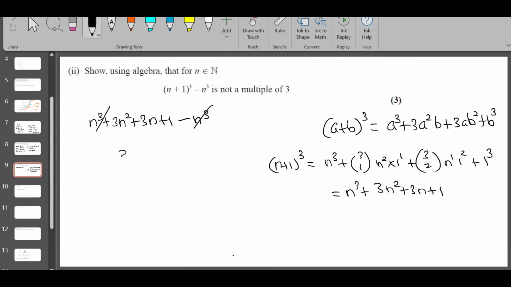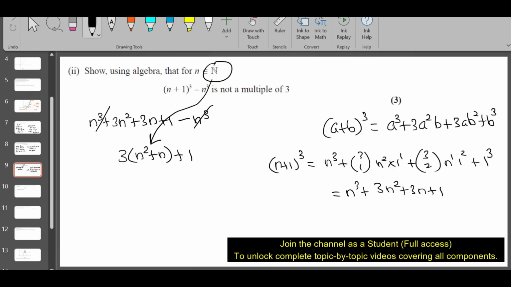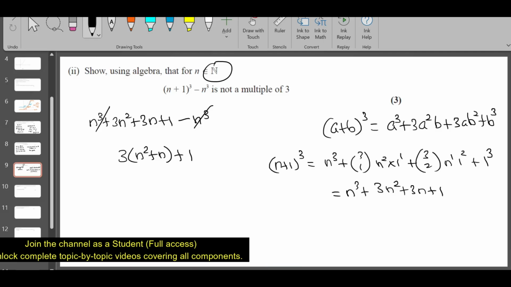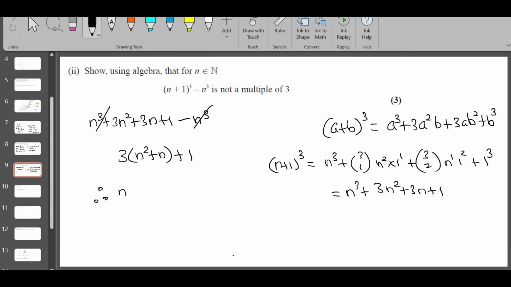So you are getting 3 times n square plus n plus 1. 3 times something plus 1 is always not a multiple of 3 because n are all natural numbers. Okay, so it's going to be a natural number. You are not going to get a fraction here or anything, right? So definitely, therefore, not divisible by 3 for all n belongs to capital N.